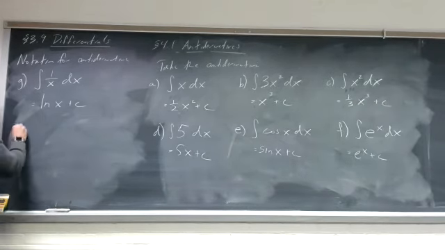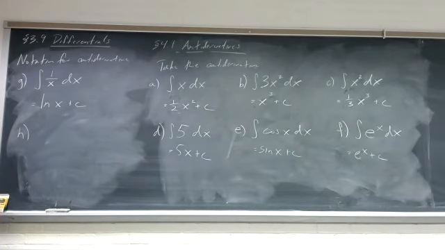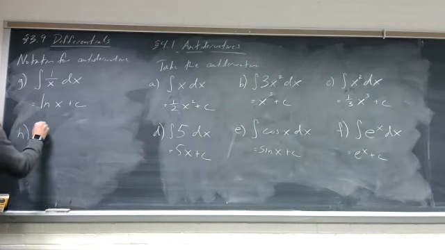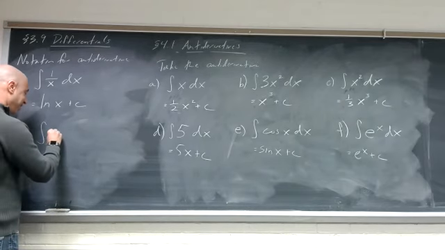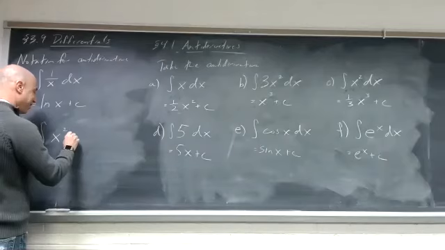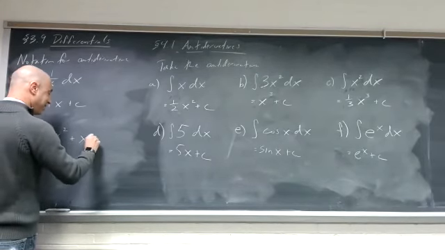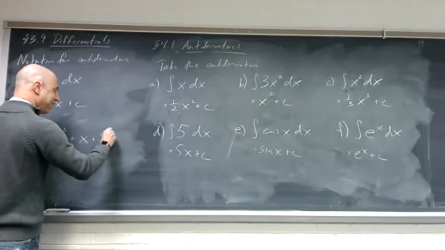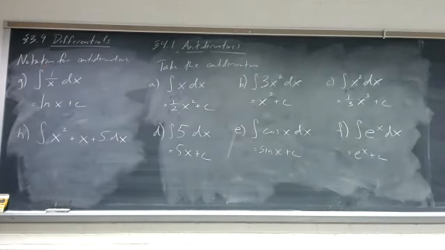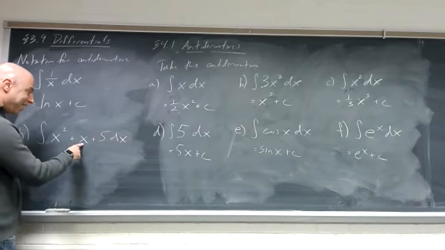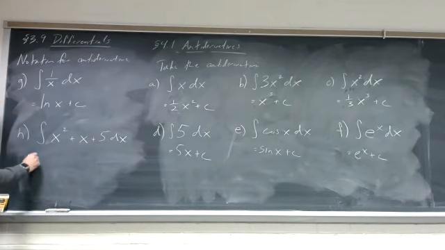And how about this? Let's put some of this stuff together. How about x squared plus x plus 5. You already know the antiderivative of x squared, and you've already seen the antiderivative of x, and you've already seen the antiderivative of 5. So I think you've got a pretty good shot at this.